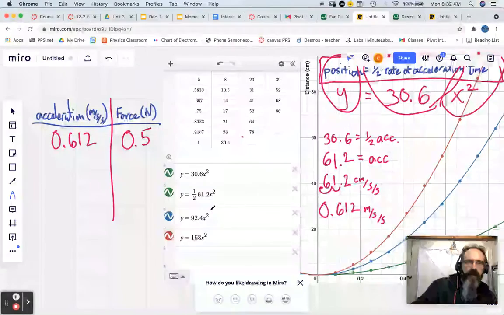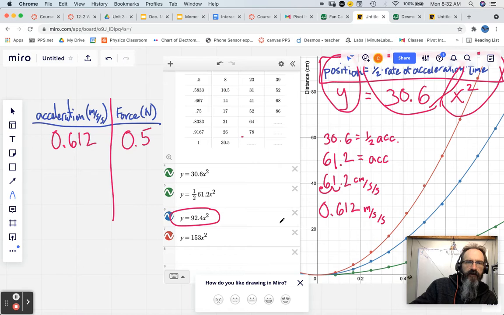I'm going to do the same thing with y equals 92.4 x squared. If I double 92.4, I should get 184.8, right? 184.8. You can check that. Move the decimal place over 2. That leaves me with 1.848 meters per second squared. I will put that, my next point, in the data table, 1.848. This was fan force 3, which corresponds to an actual force of 1.5 newtons.